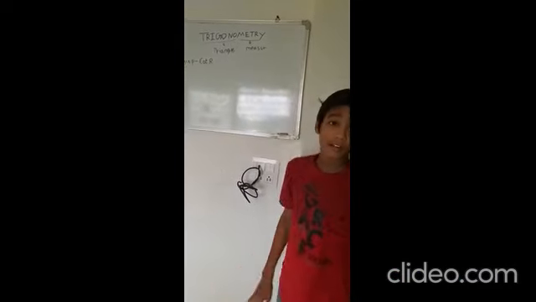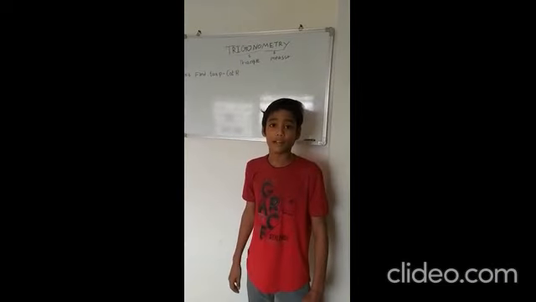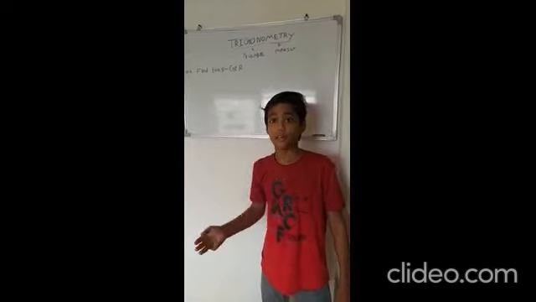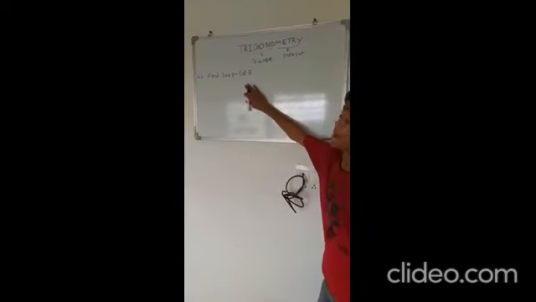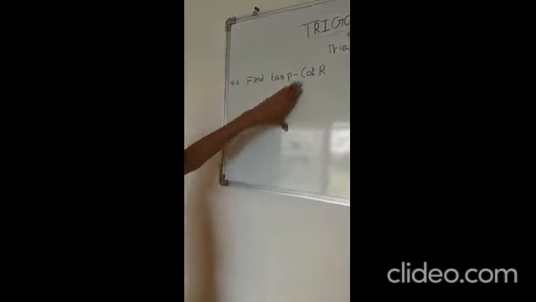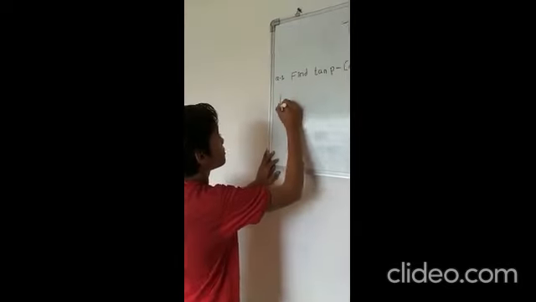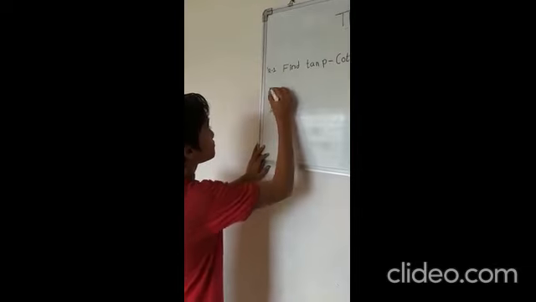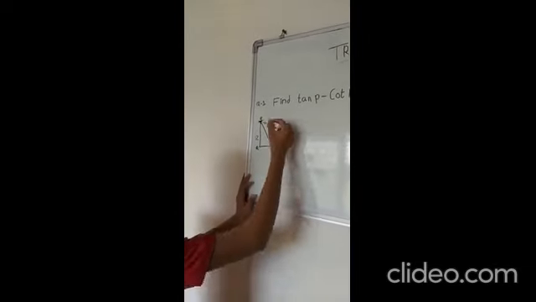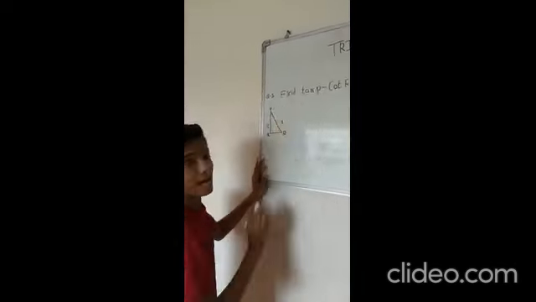When we have a triangle, we have sides and angles. Let's take one example. Find theta in triangle PQR. This is one angle. This is a right angle, and this is the hypotenuse.